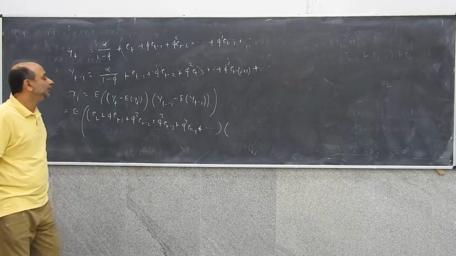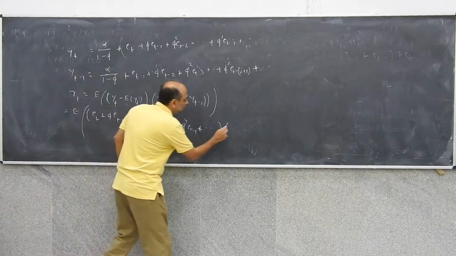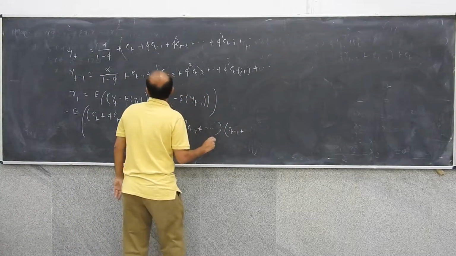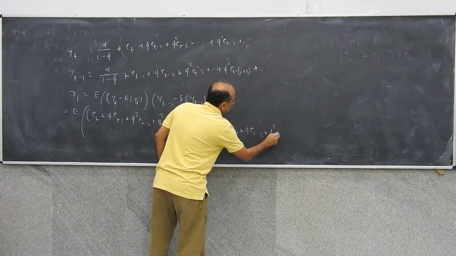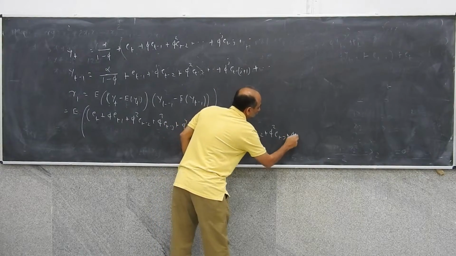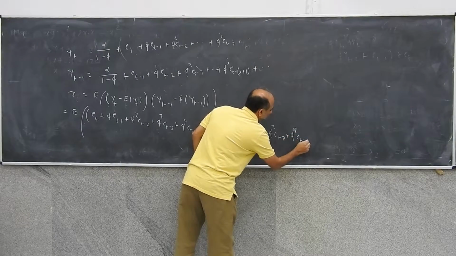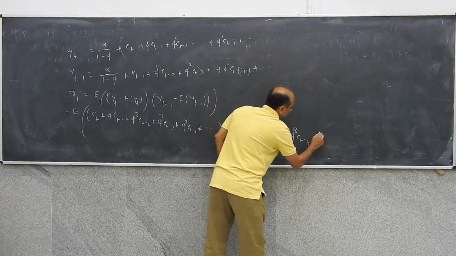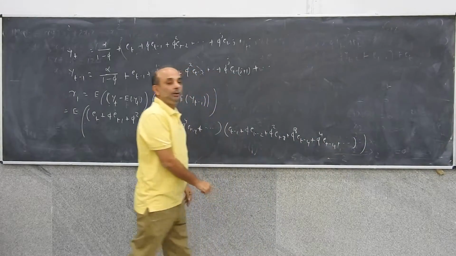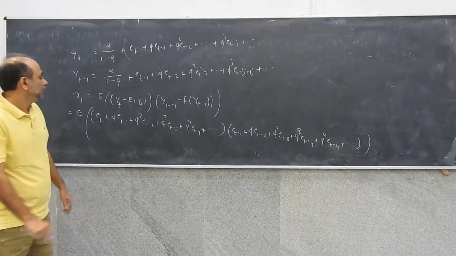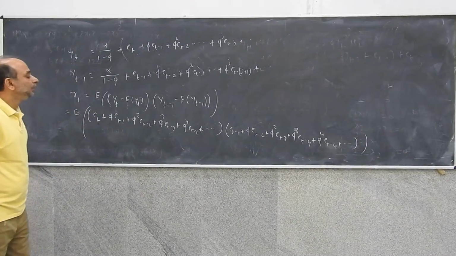What will be yt minus 1 minus expectation yt minus 1? Perfect. Et minus 1 plus phi et minus 2. Sure? Is this clear? Yes. Now, if I multiply them, what will I get?